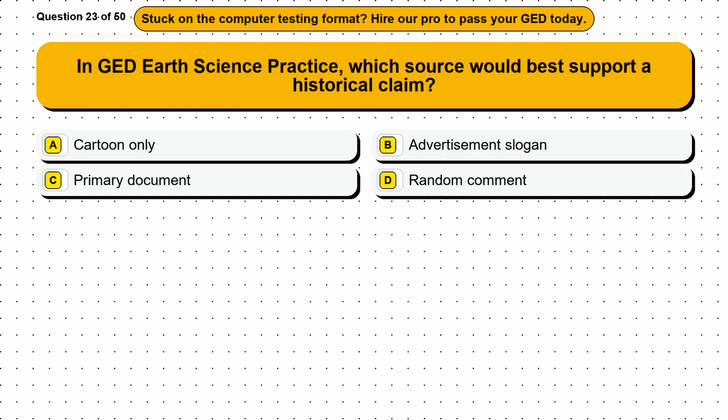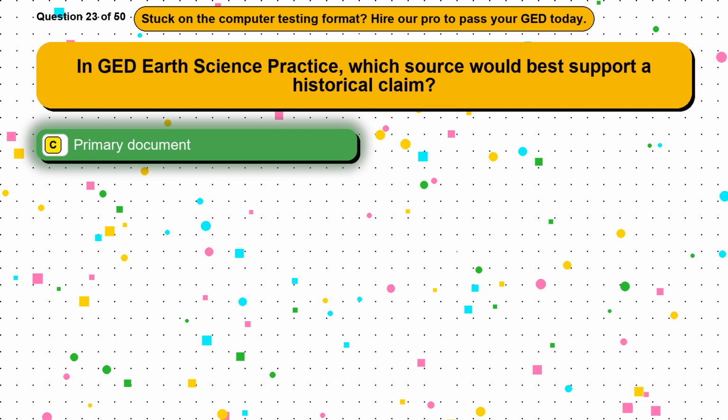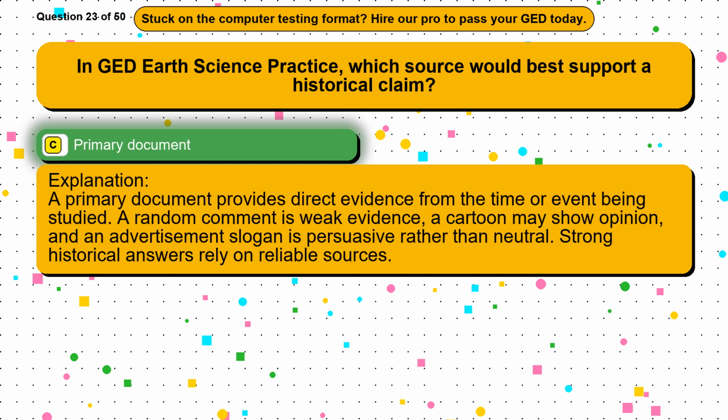Question 23. In GED Earth Science Practice, which source would best support a historical claim? Option A, cartoon only. Option B, advertisement slogan. Option C, primary document. Option D, random comment. The correct answer is option C. Primary document. A primary document provides direct evidence from the time or event being studied. A random comment is weak evidence, a cartoon may show opinion, and an advertisement slogan is persuasive rather than neutral. Strong historical answers rely on reliable sources.